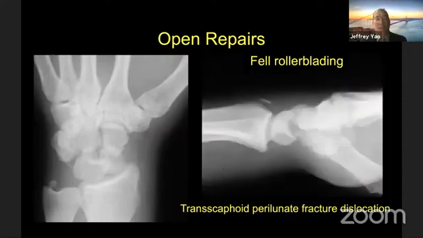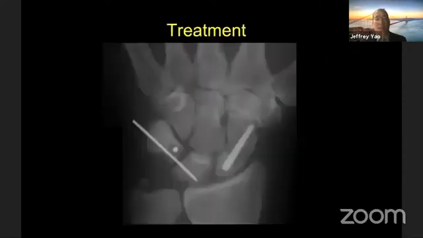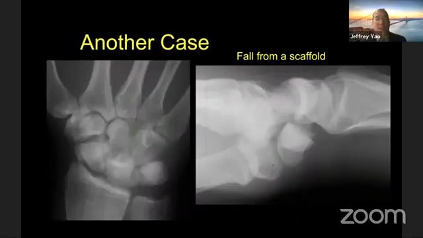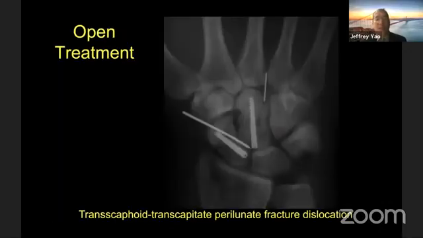Here's another patient with a transcaphoid perilunate. In this case, we fixed both the ligament and the scaphoid. Here's another case, a little bit more jumbled. You can see Gilula's lines are much more jumbled. And this was a transcaphoid transcapitate perilunate.